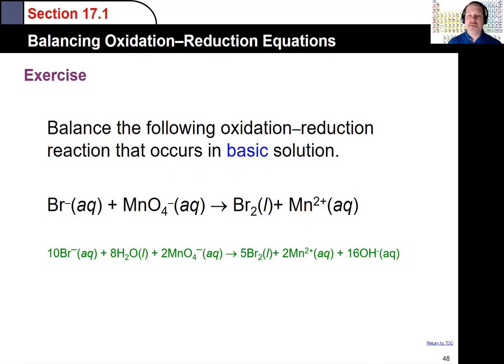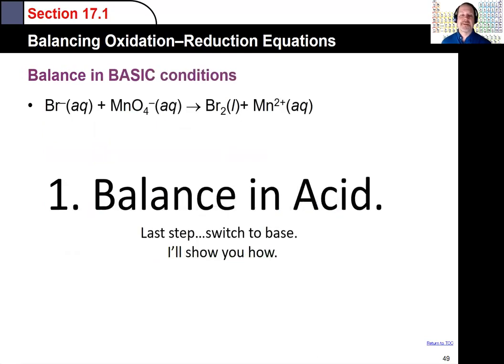Now, in order to do this in basic solution, I have one simple trick for you. And the simple trick is balance in acid. That's right. But it said base. Yeah, acid's way easier. Trust me on this. I've tried to do it always. The best way is to go through and get a final chemical reaction balanced in acid, and then we're going to do one switch at the end to base. It's pretty easy, but let's do our balancing in acid because that works really well.